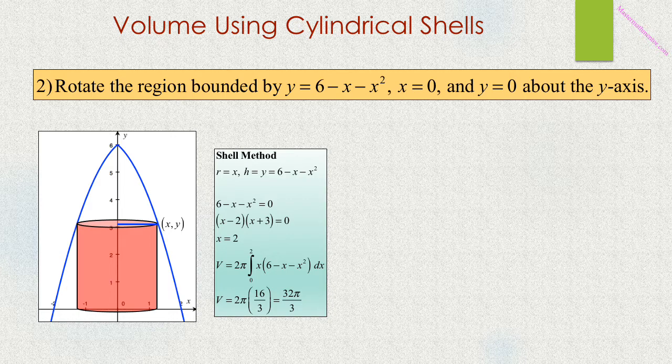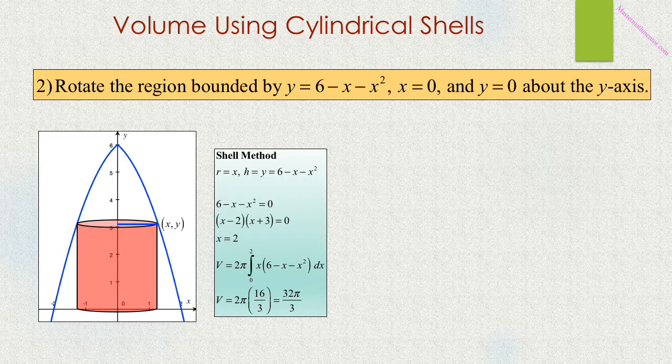We need to find the limits of integration, and we set 6 minus x squared equals 0, getting (x minus 2) times (x plus 3) equals 0. And since we are only interested in the first quadrant, we get the answer x is equal to 2. Therefore, our volume is 2 pi the integral from 0 to 2 of radius times height, x times the quantity 6 minus x squared dx.